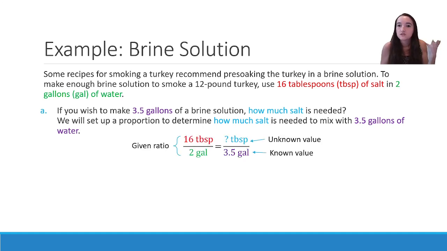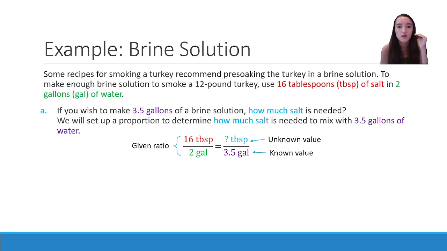When I create what is called a proportion, I have a given ratio and a ratio that involves an unknown and a known value. Okay, the given ratio is the 16 tablespoons of salt versus the 2 gallons. Does it matter which is on top, bottom? No, it doesn't. I like having the thing that is being asked about, the unit that is being asked about on the top, but it doesn't really matter. You'll get the same answer either way.